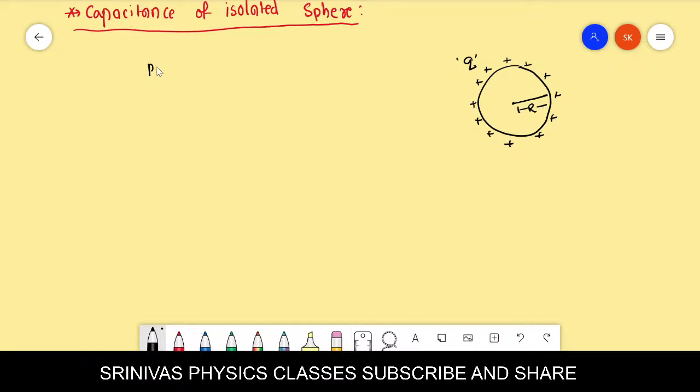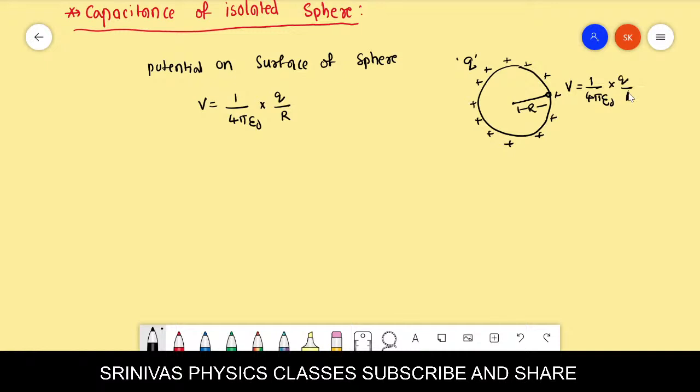We know that the potential on the surface of the sphere. What is the formula for the potential on the surface of a sphere? The potential formula we know is 1 by 4 pi epsilon naught into Q by R. Is it correct? Now, from this, we can write the amount of charge stored on the capacitor: Q is 4 pi epsilon naught R into V.